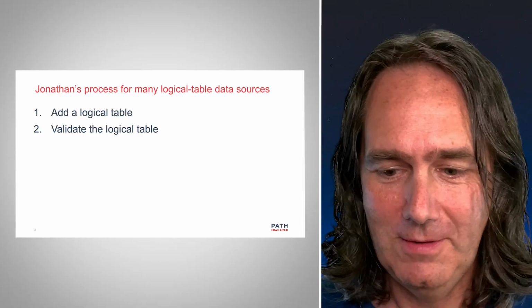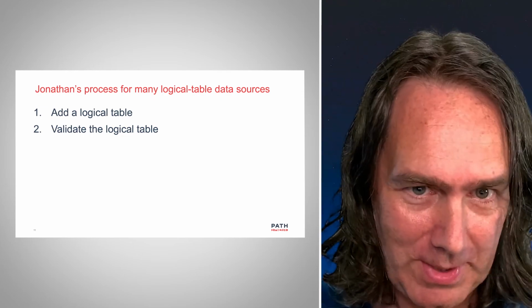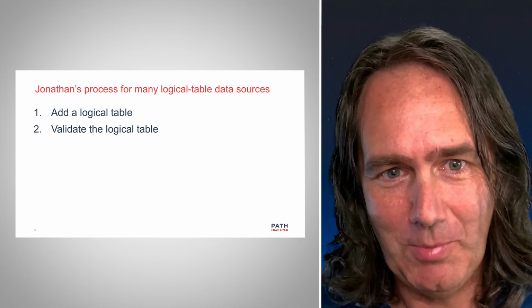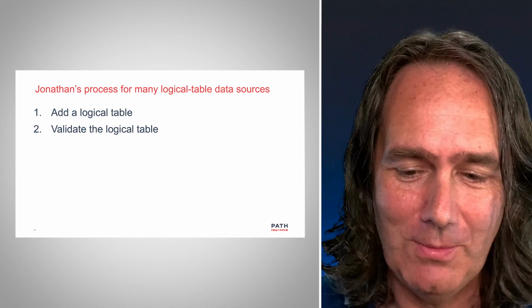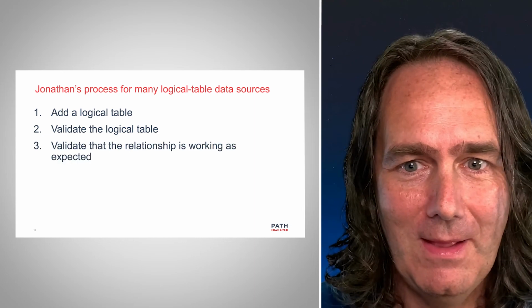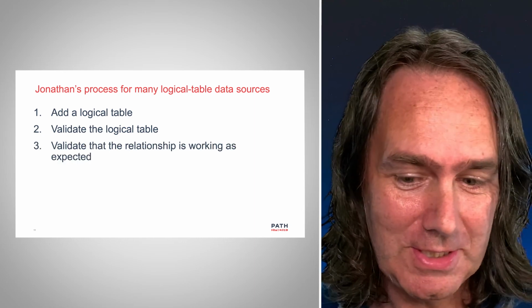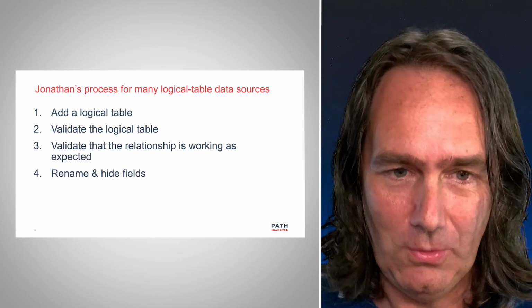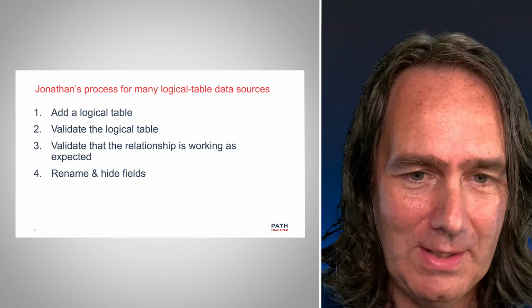So just to wrap up and tie a bow on this, my process for working with these sources where we've got a lot of logical tables in them is add one at a time, validate that that table is doing what we expected it to do, because we might have joins or we might have had 3 different tables called opportunity. Did we connect to the right one? Then we're going to validate that the relationship is working as expected, and then do that renaming and hiding and organizing of fields right away that we just talked about.